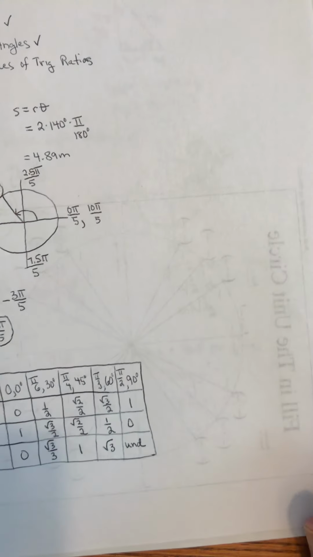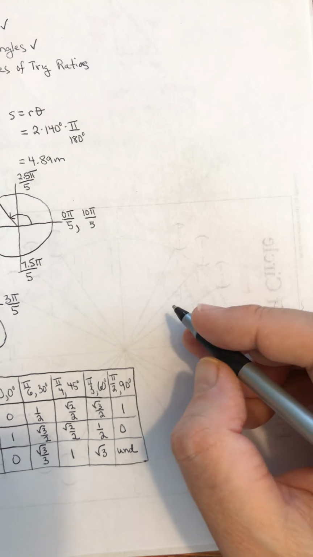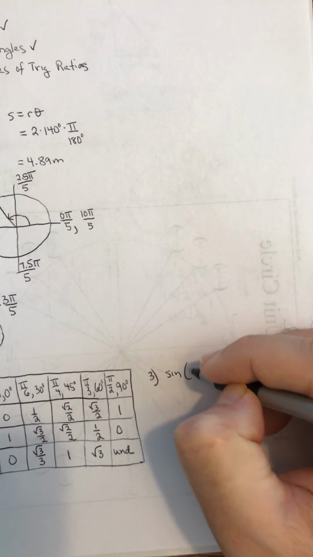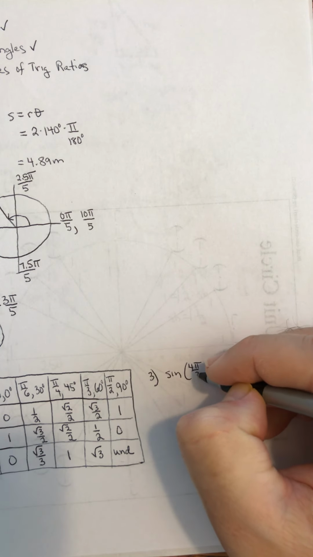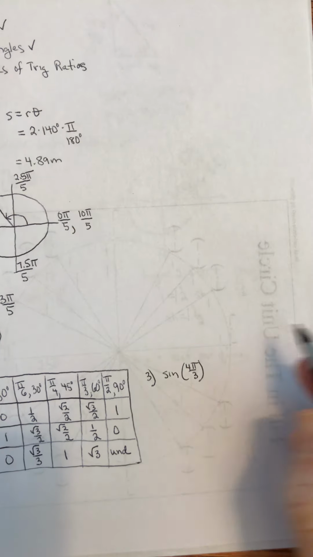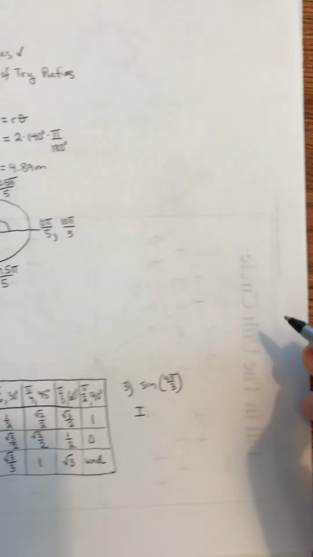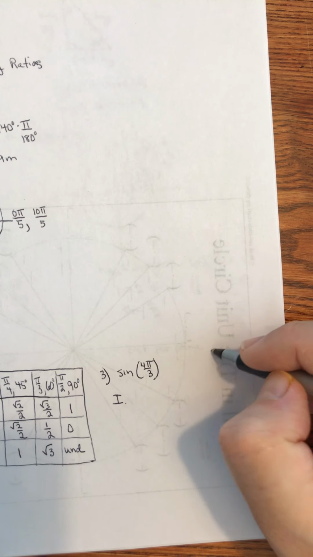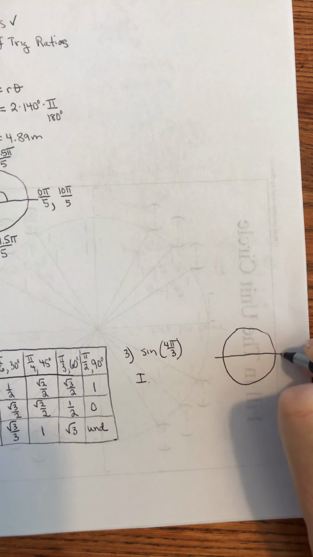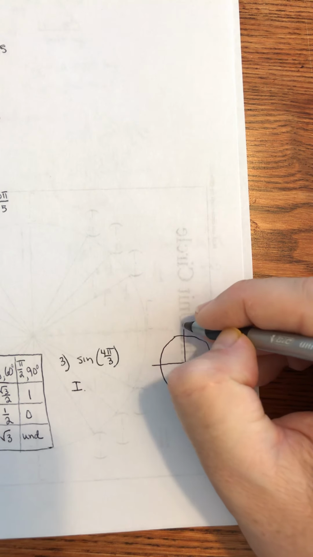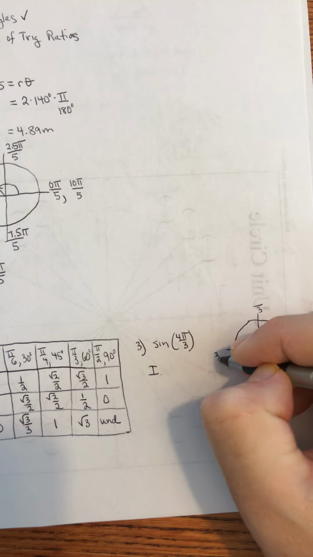So let's take a look at an example. Let's say the sine of 4 pi over 3. So number one, I need to know where that is. So I'm going to draw it using that exact same thing I used here. I'm going to take the denominator, which is 3, and I'm going to put it here. I'm going to put it at every multiple of 90.